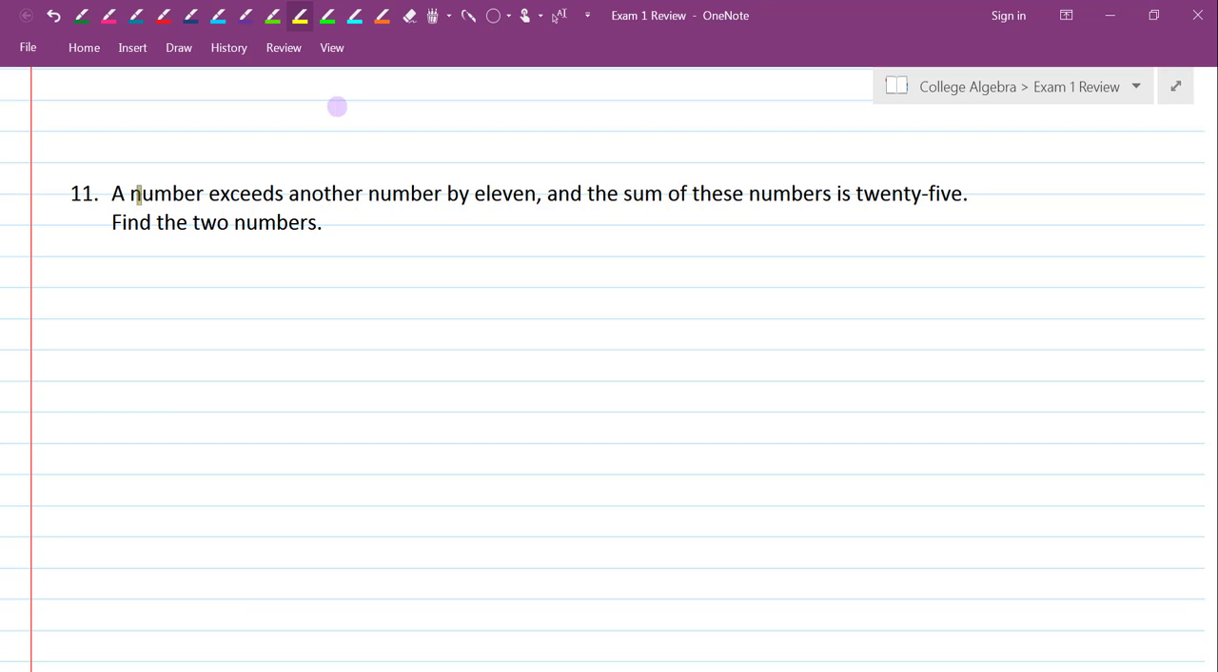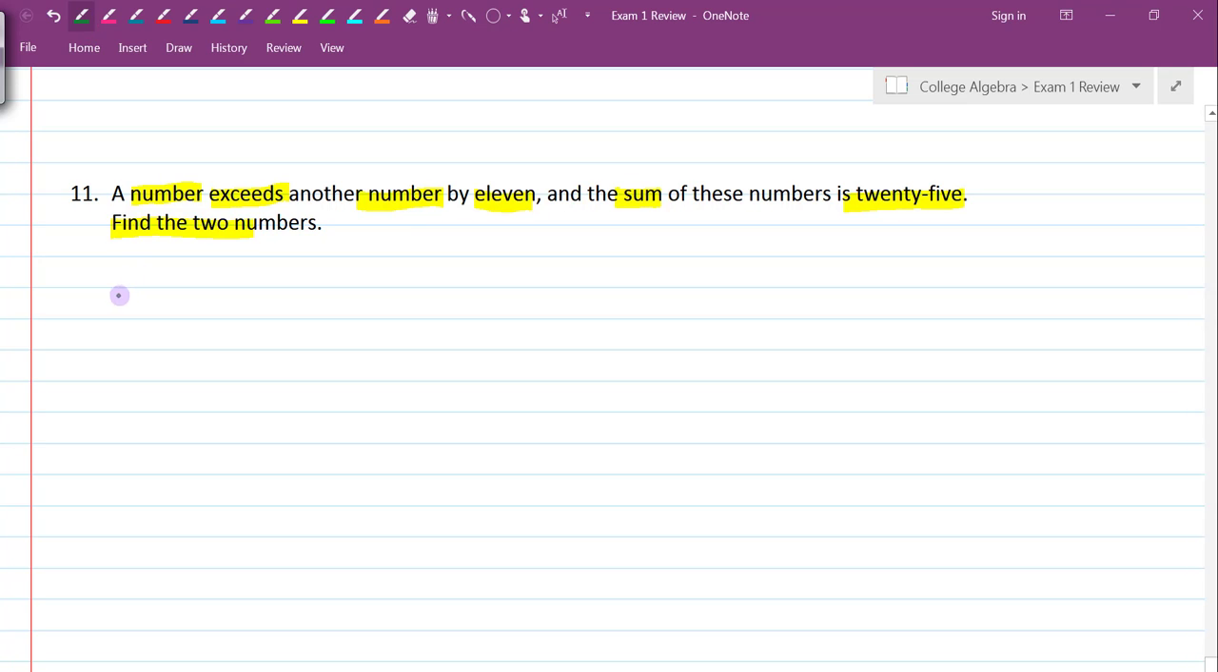So a number, that's going to be an x. Exceeds, that means it's more than, another number, that's going to be my y, by the number 11. And the sum, when I add the two numbers together, of these two numbers is 25. Find the two numbers. So that's my question. So here we go.